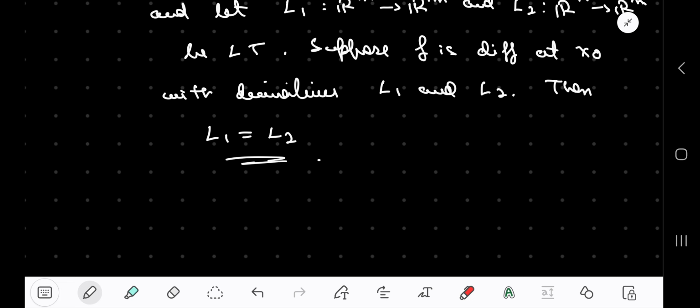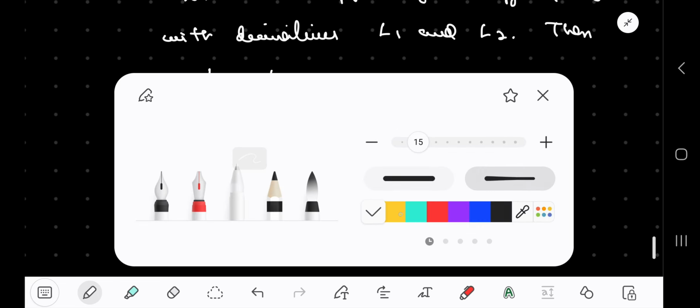Clear? Clear? Fine. You can try the proof on your own.